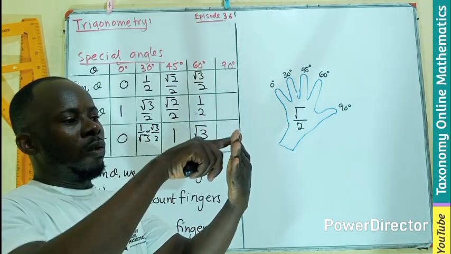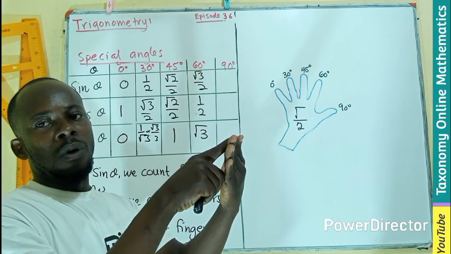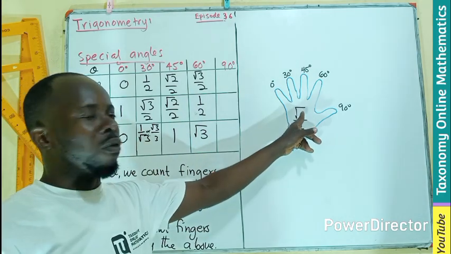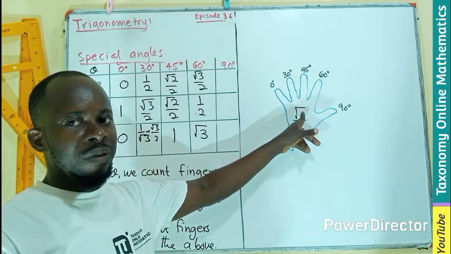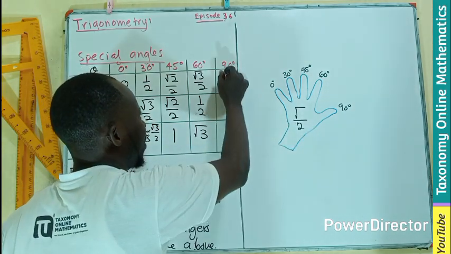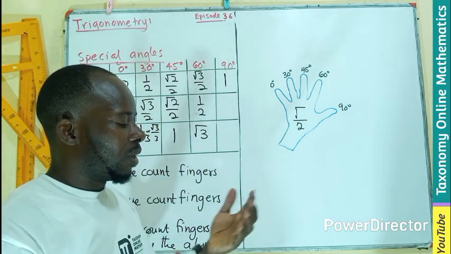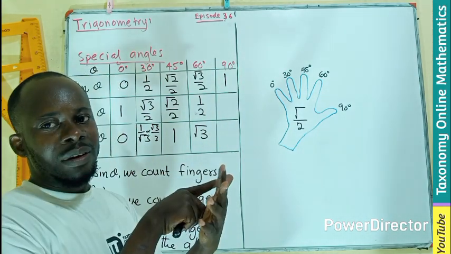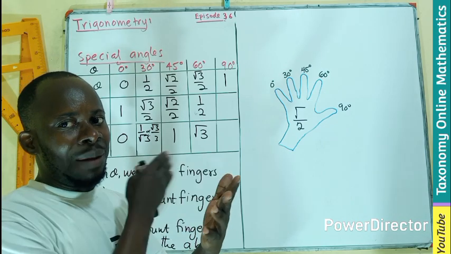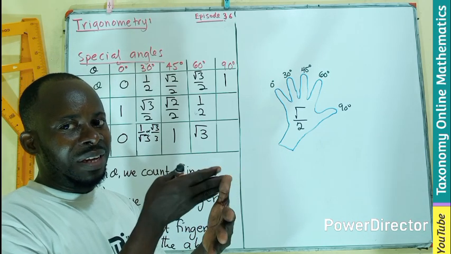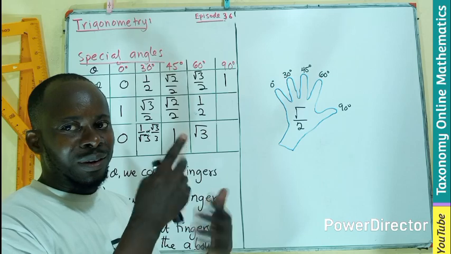90. So all this is 1, 2, 3, 4 for sine. So the root of 4 is 2. 2 divided by 2, 1. So I have here 1. Let's go. We are still here. For cos, fingers above. How many fingers are above this? Only 1 finger, right? No, there's no finger.